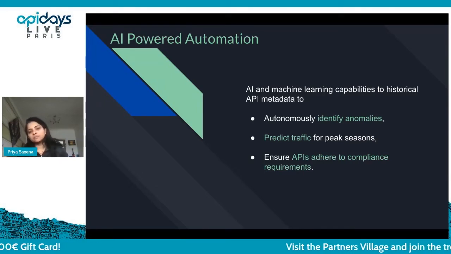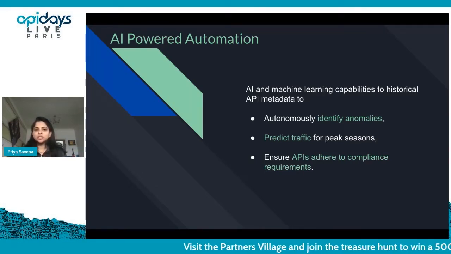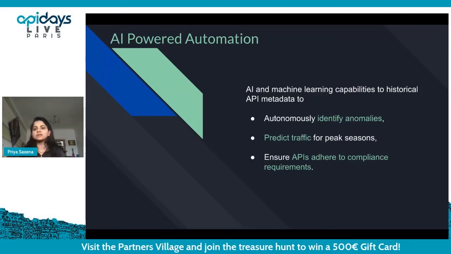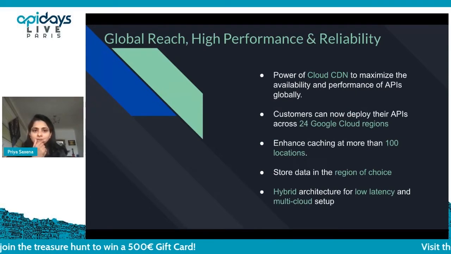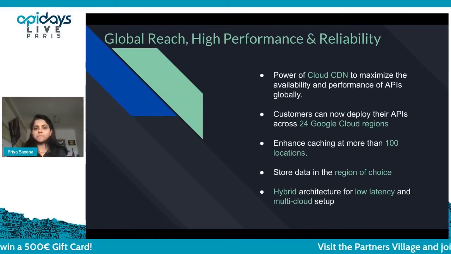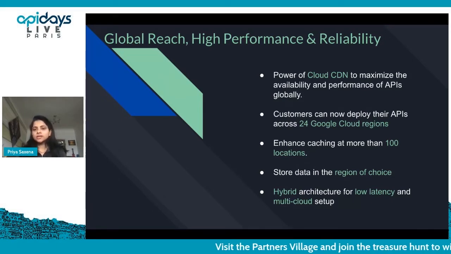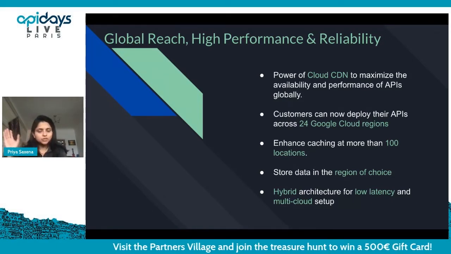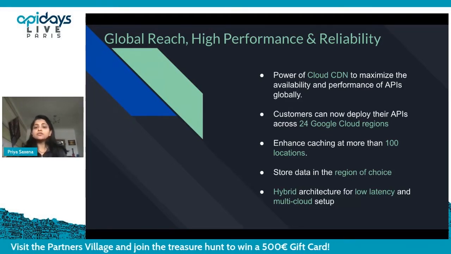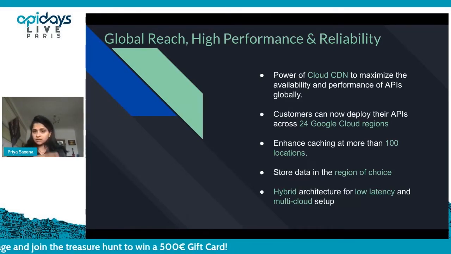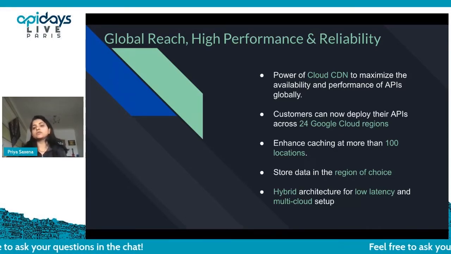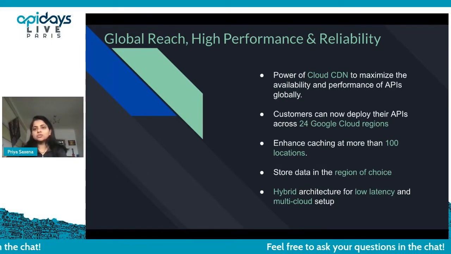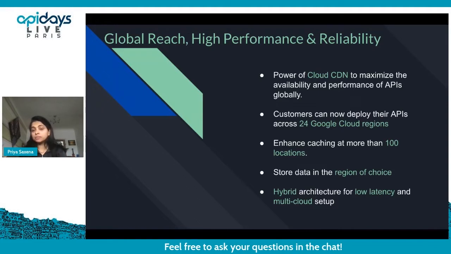And again, even for compliance reasons, APIs should adhere to that. So these are some of the features which we ask the customer to use if they are worried about these things. Then comes global reach, performance and reliability. Now with this, specifically with Google Cloud, I can talk about this product. I'm not really sure about others. So with Google, we have 24 regions where Google Cloud is currently available, and it will be changing every day, and there is caching in more than 100 locations. So this makes it very easy to cache it to the nearest location, and it will have a huge impact on performance.